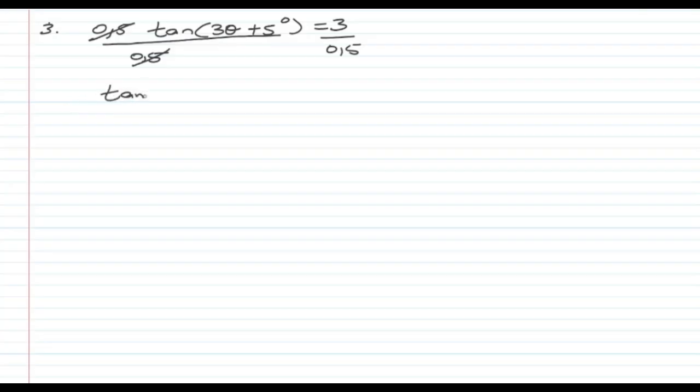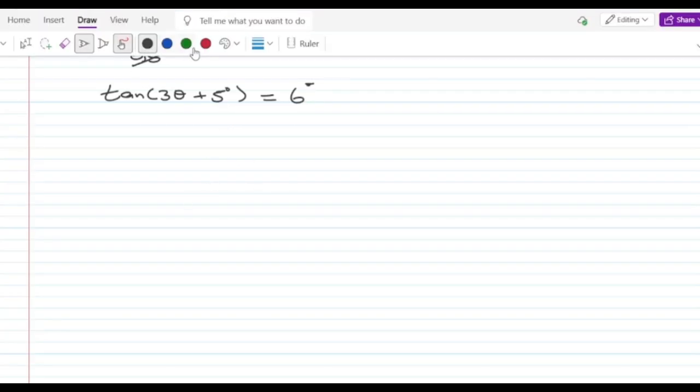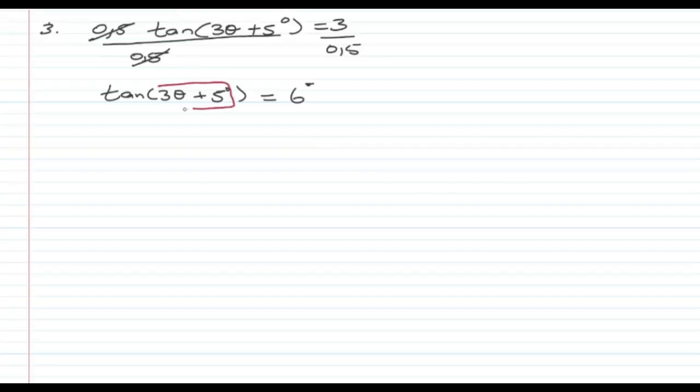We are left with the tan of 3 theta plus 5 degrees, and this is equated to, on your calculator, 3 over 0.5. It's like saying 3 over half, which is 6. This is not an angle, so that gives us a 6. Remember, you can just leave whatever you have inside the bracket and say this is my x. So I can write this as the tan of x equals 6.